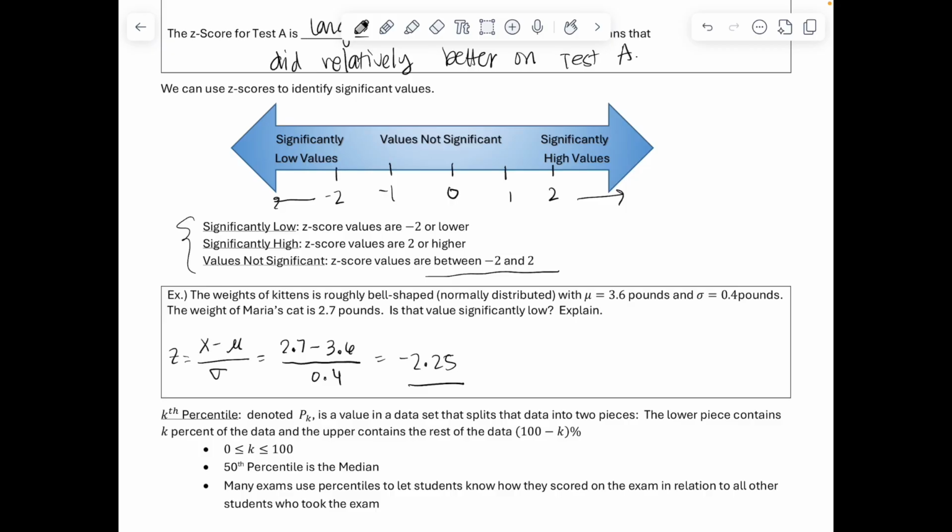Is it significantly low is what we're asking about. Up above, for significantly low, it says a z-score value of -2 or less. And -2.25 is smaller than -2. So yes, this is significantly low, and the reason is that -2.25 is less than -2.